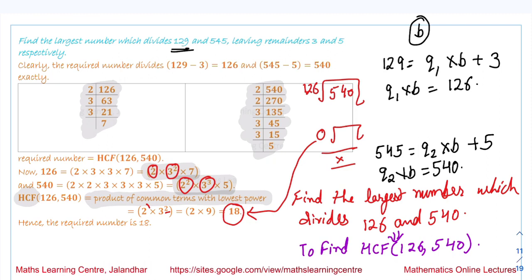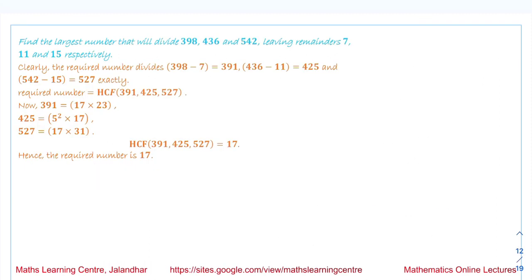Next is: find the largest number that will divide 398, 436 and 542, leaving remainders 7, 11 and 15. So again, as we have discussed in the previous cases, our question becomes that we have to find the largest number that will divide 398 minus 7, 436 minus 11 and 542 minus 15. So these values are 391, 425 and 527.